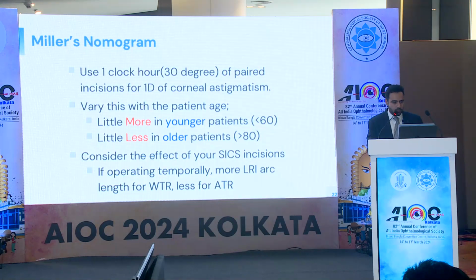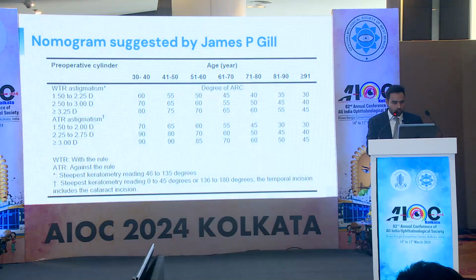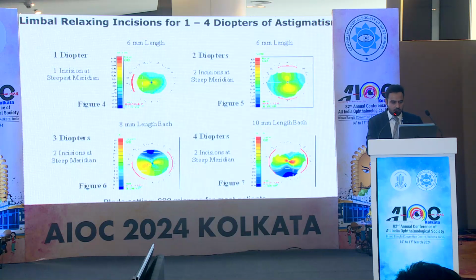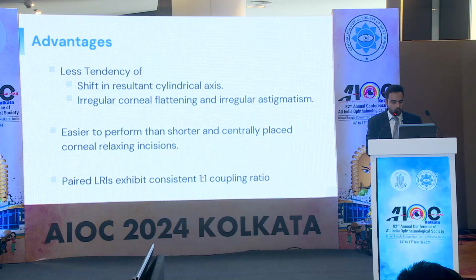Miller's nomogram usually states that 1 clock hour of paired incisions will cure 1 diopter of corneal astigmatism. And this varies with the patient's age. A little larger size of incision is given in a younger patient, and a little lesser in older patients. So other nomograms have also been given, which may help in deciding our surgeries. And this is also another LRI nomogram which states how much diopters you can correct, and it is a very easy nomogram to learn.